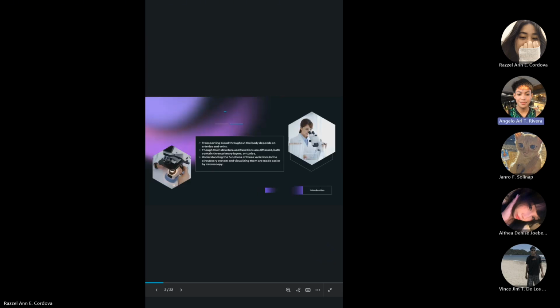We examined the arteries and veins in this experiment, which are crucial to blood circulation. Through the use of a microscope, we studied their structures and contrasted their similarities and differences. Form and function are related, as this helped us understand.